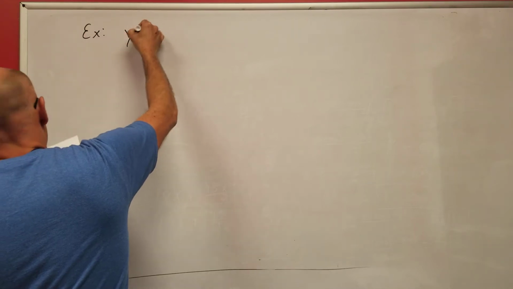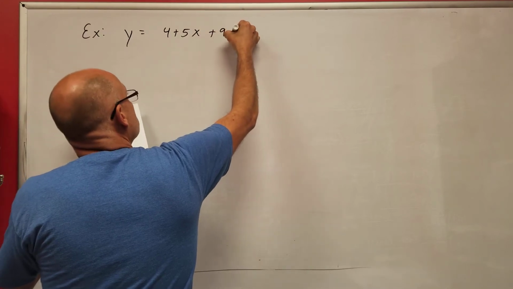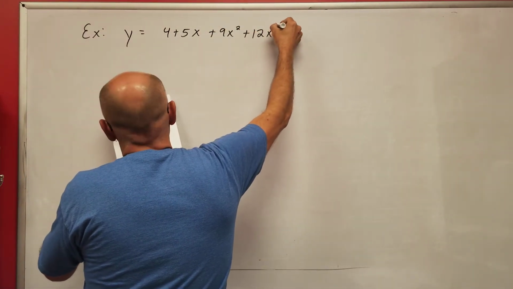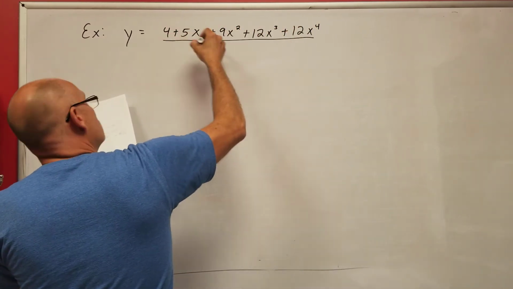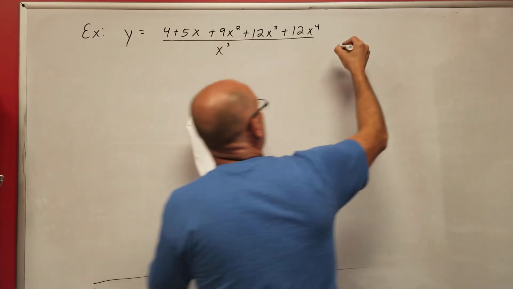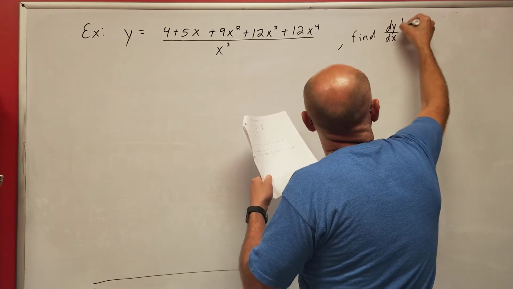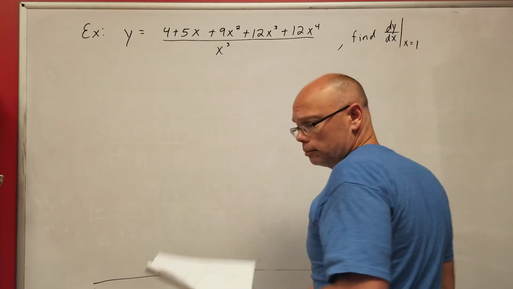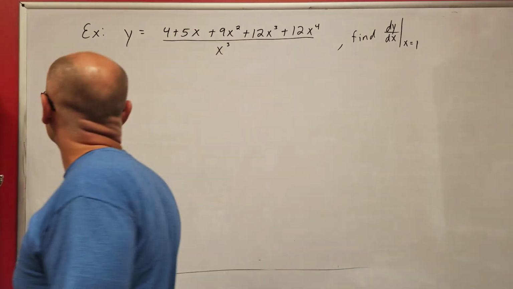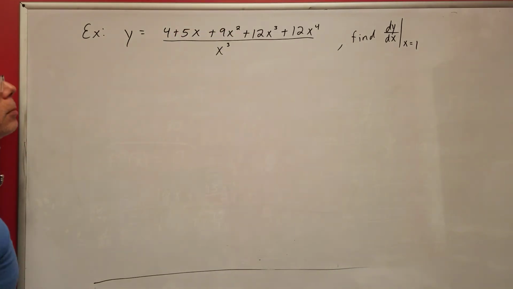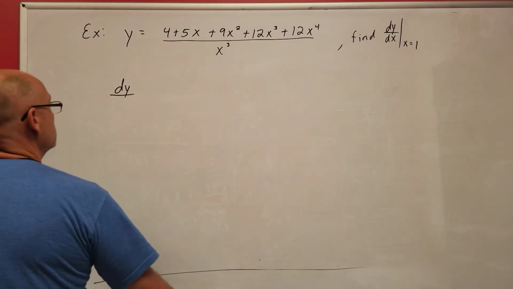Our last example here. What about y is equal to 4 plus 5x plus 9x squared plus 12x cubed plus 12x to the fourth, and all this is going to be over x cubed, and they want us to find dy over dx whenever x is equal to 1. So what they're asking for is the first derivative of y with respect to x.